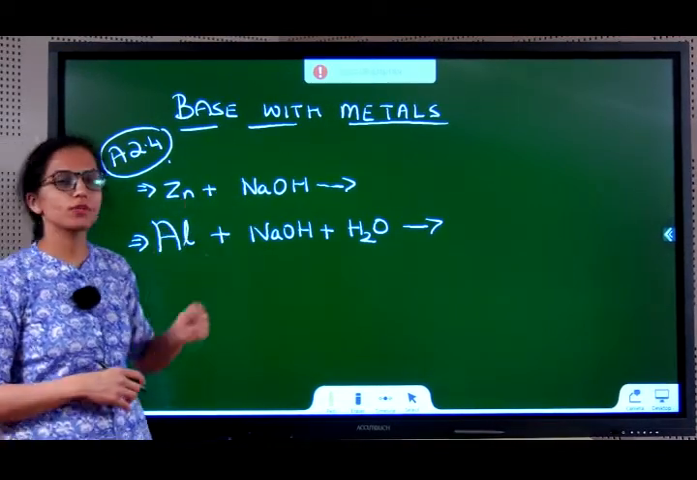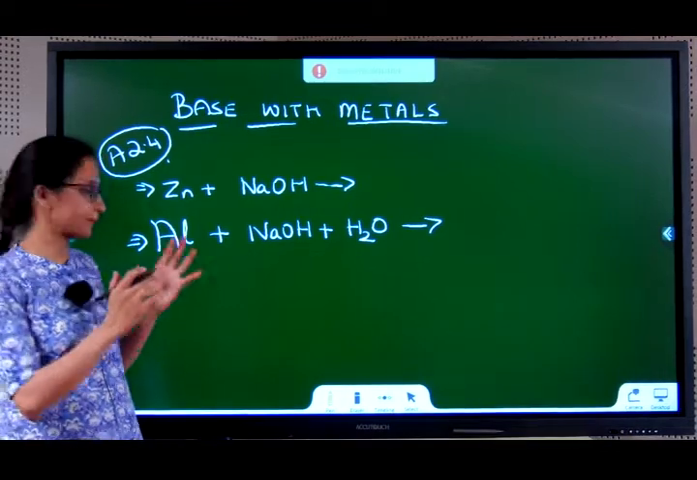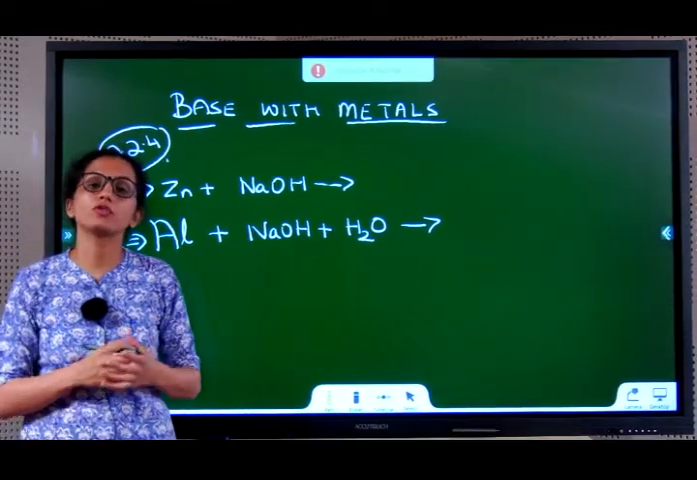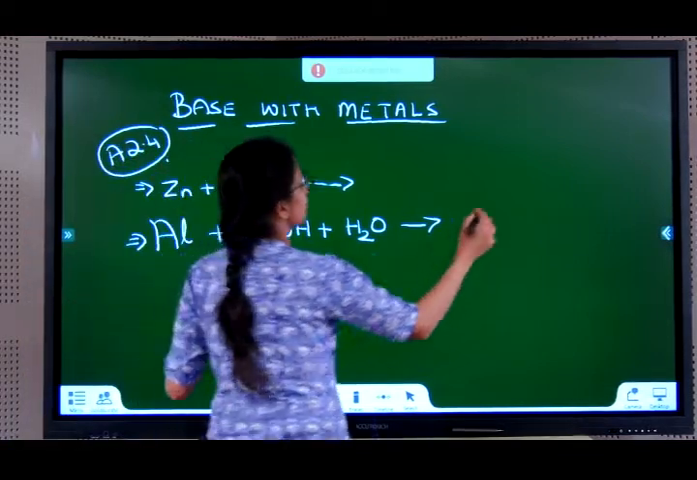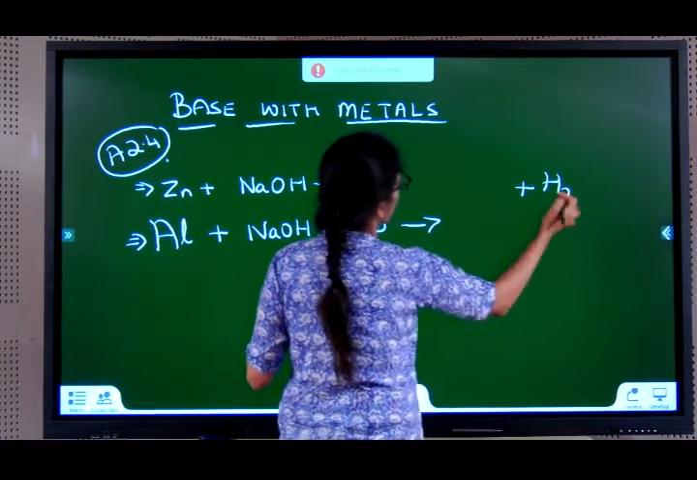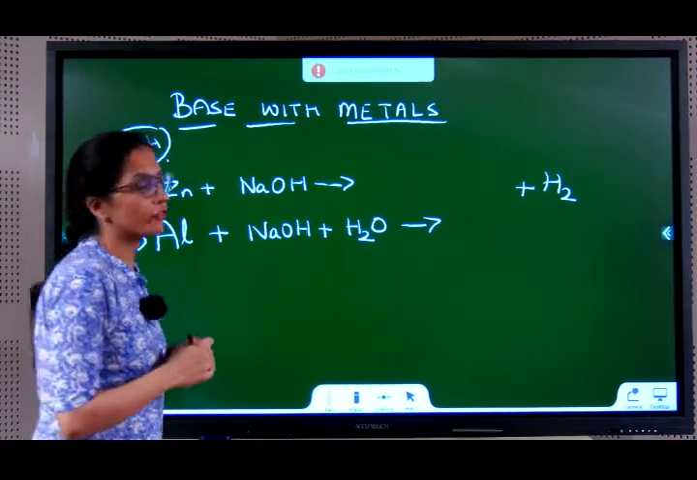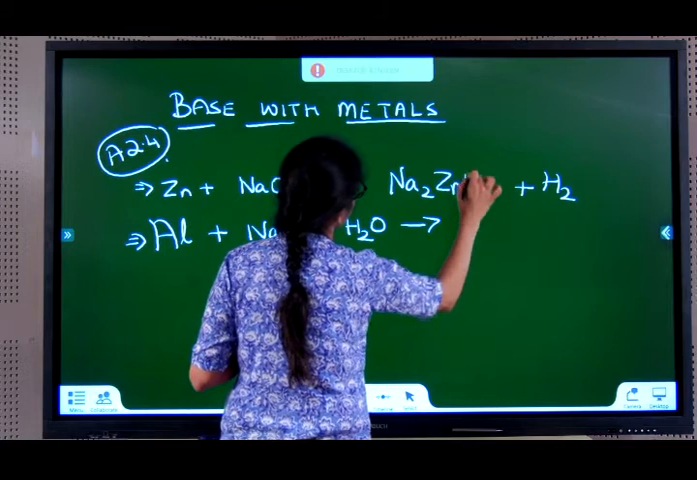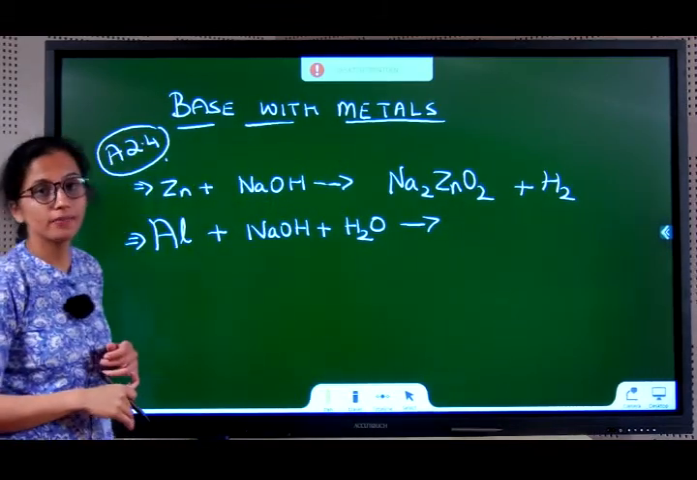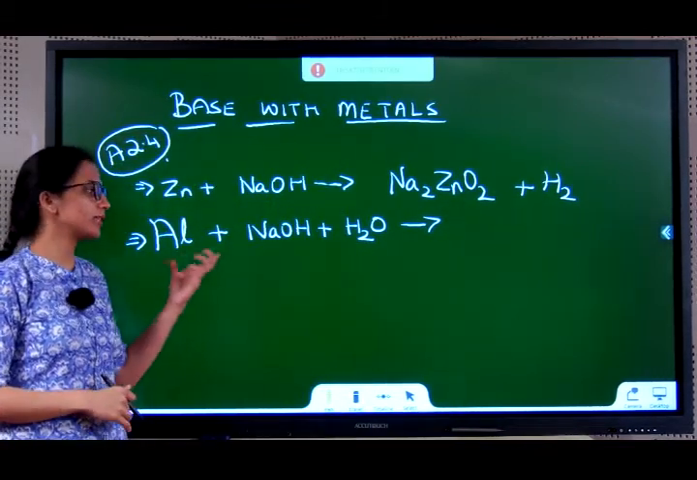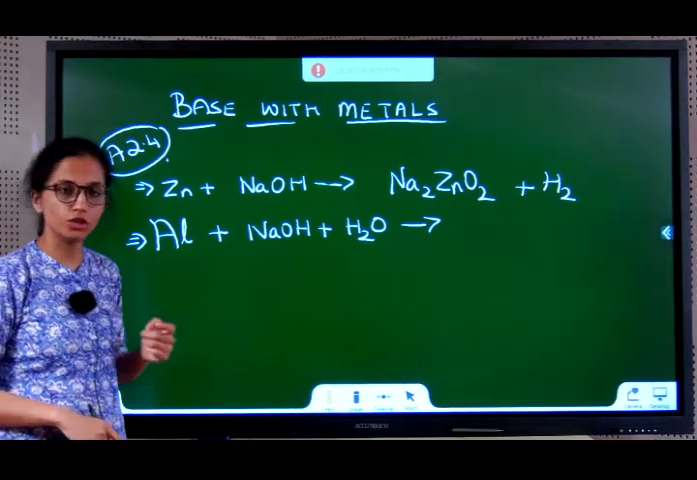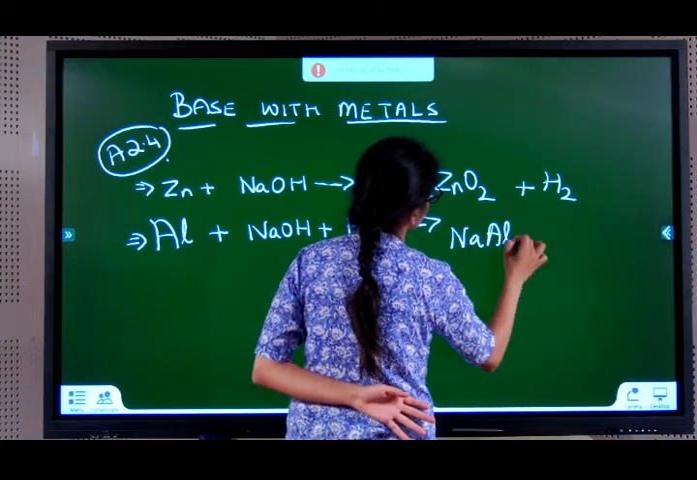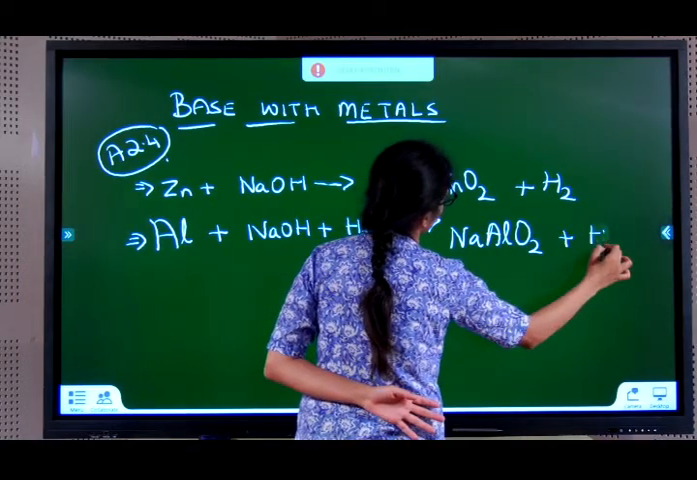Zinc reacts with sodium hydroxide. So this is an experiment, activity 2.4. Take sodium hydroxide solution, add a few zinc granules to it. There also you will observe that hydrogen gas is evolved. Along with that, which salt is formed? Sodium zincate. That's the formula for sodium zincate. Similarly, aluminium reacts with sodium hydroxide solution to give us sodium aluminate along with hydrogen gas.